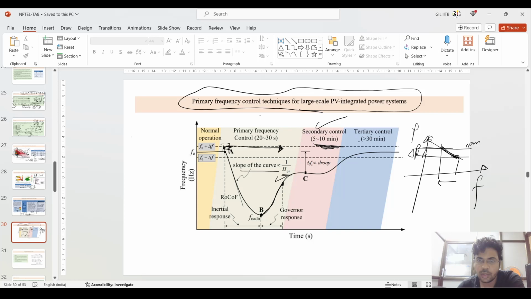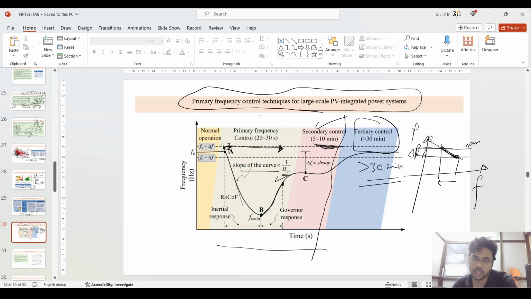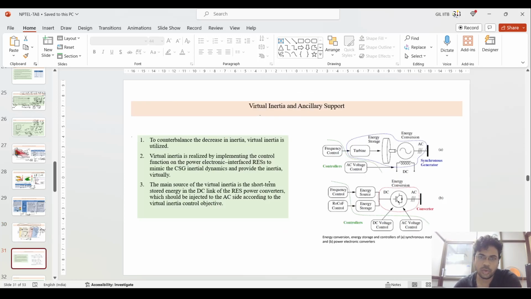So in this kind of droop based control, the secondary control is utilized for 5 to 10 minutes, and if the disruption of the system lasts greater than 30 minutes, then you go for the tertiary control. Mainly what happens is that by the secondary control, the fault is cleared or the abnormality is mitigated. Only in a rare event can the tertiary control be utilized. So these are basically the primary frequency control techniques for the large scale PV integrated power system.